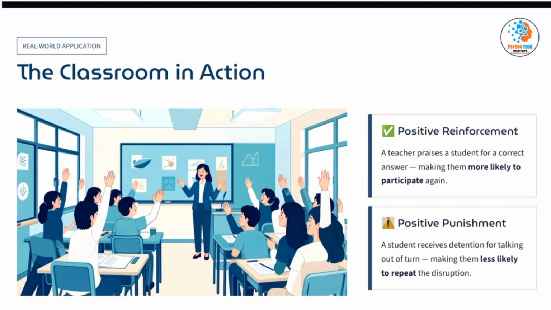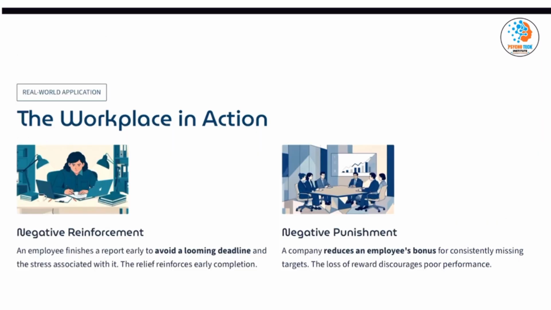Operant conditioning can be clearly seen in classrooms. When a teacher praises a student for a correct answer, it acts as a positive reinforcement, encouraging participation. On the other hand, giving detention for misbehavior acts as punishment, reducing the chances of that behavior being repeated.